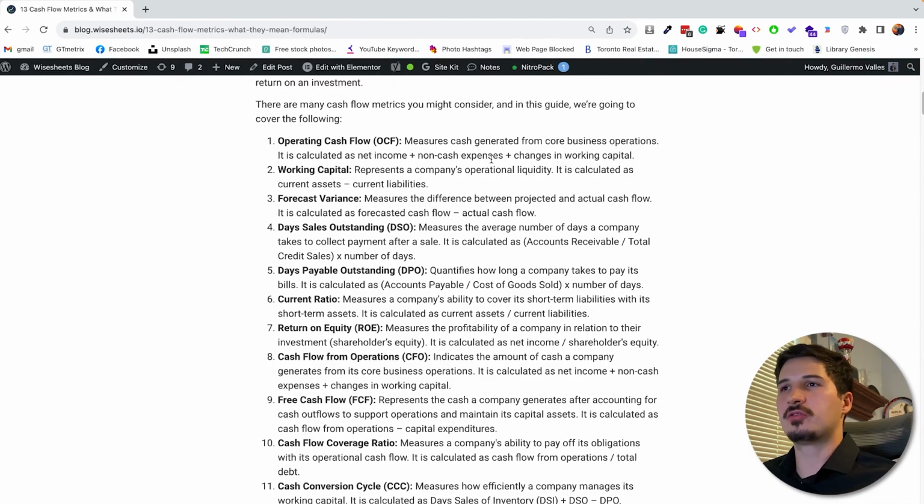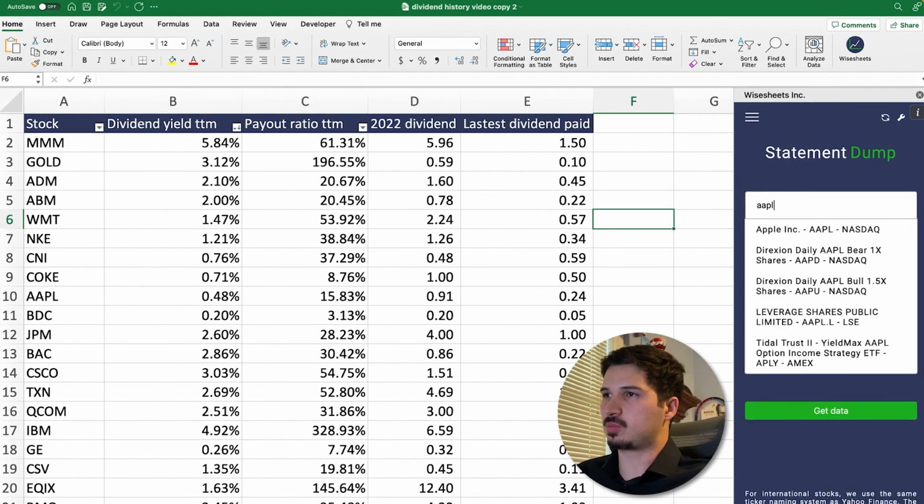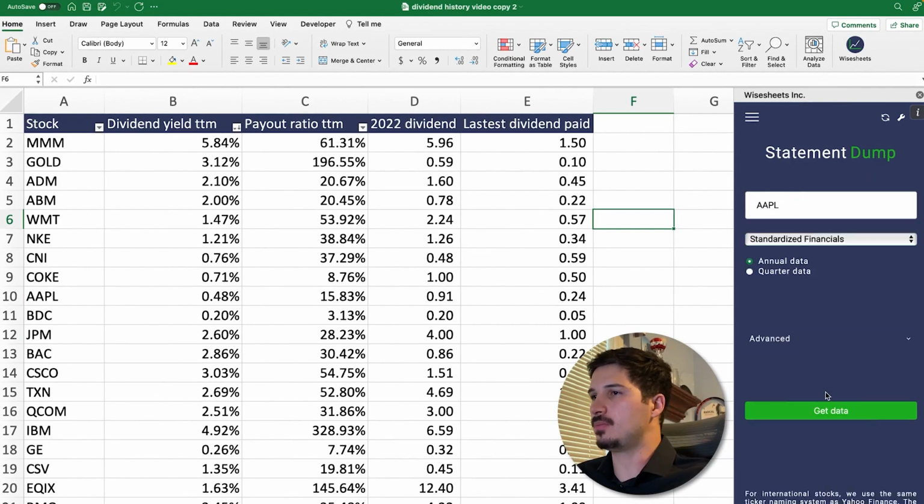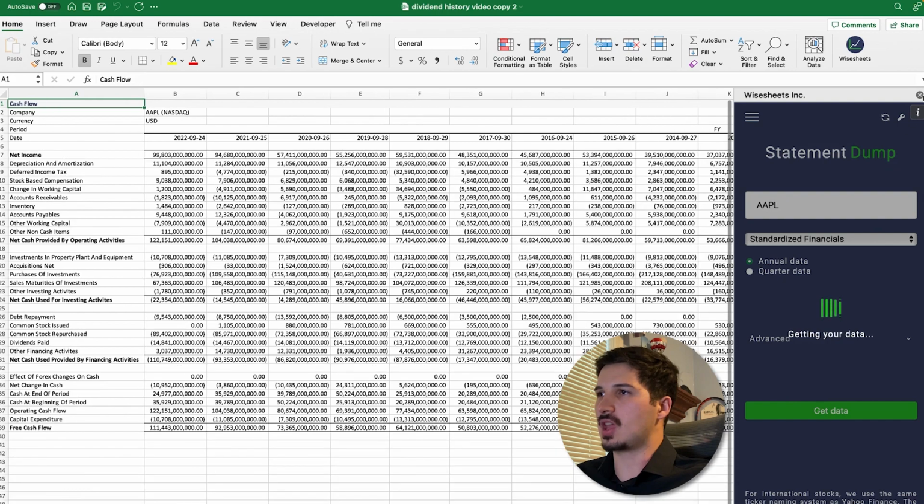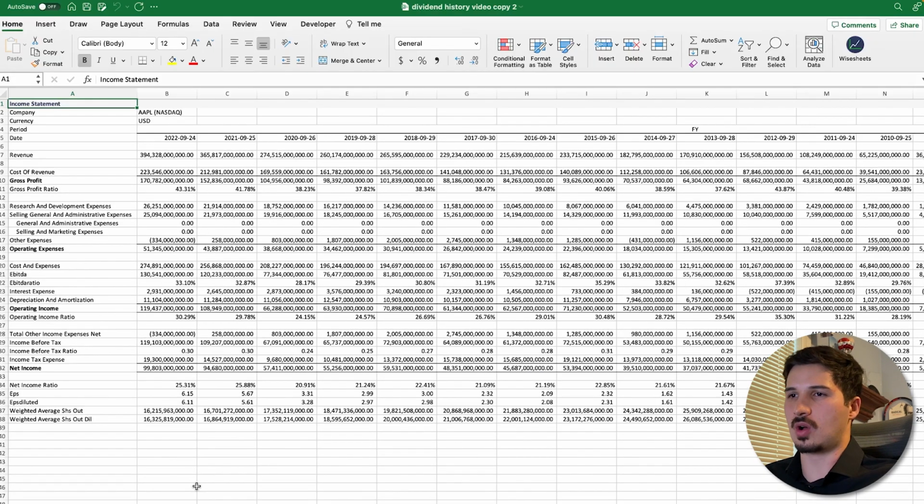So first off, we have the operating cash flow, which you can see right here. This measures the cash generated from the core business operations, and it is basically calculated as taking the net income, adding any non-cash expenses, and taking into account any changes in the working capital. So if I go back to this specific spreadsheet, I'm going to do this for Apple, and I'm going to get all of the financial statements so that you can get the data and be able to analyze what I'm about to talk to you about.